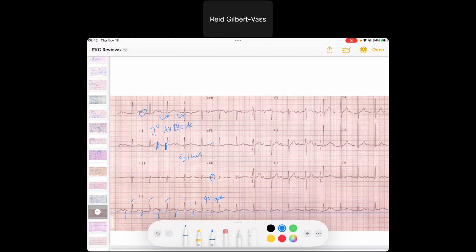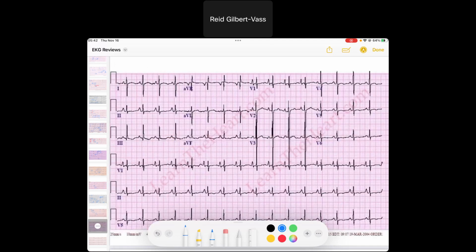Axis is up in AVF, up in 1. So I would say that this is going down to the left. It's a normal axis, closer to 0. If you see this is a little bit more isoelectric, so it's probably more like that, still down to the left. Otherwise, we still have normal R wave progression throughout. We've got normal T wave and QT intervals, and so this is a sinus rhythm with first degree AV block.